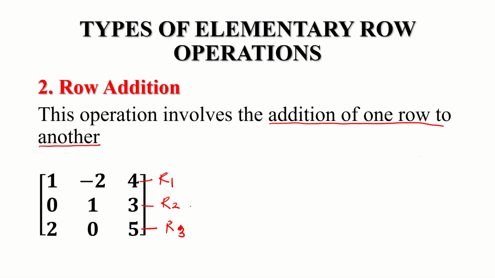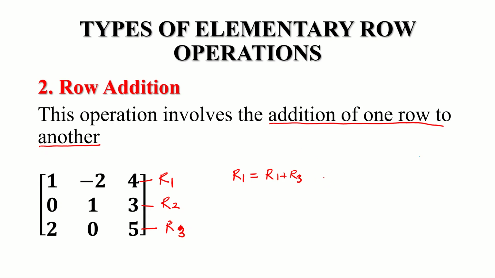In this case, if we want to perform row addition to row 1, it means that our new matrix now becomes row 1 equals row 1 plus row 3. That is, we want to add row 1 and row 3, and then the effect is going to happen at row 1.